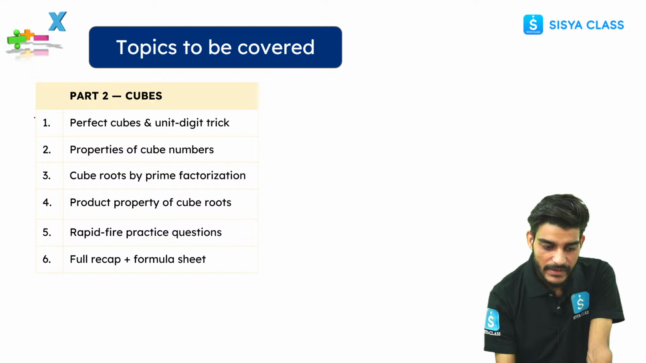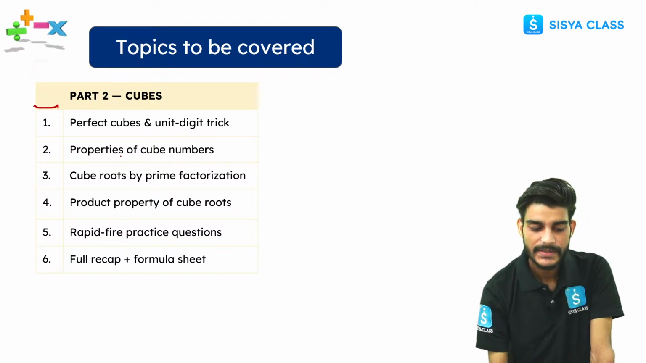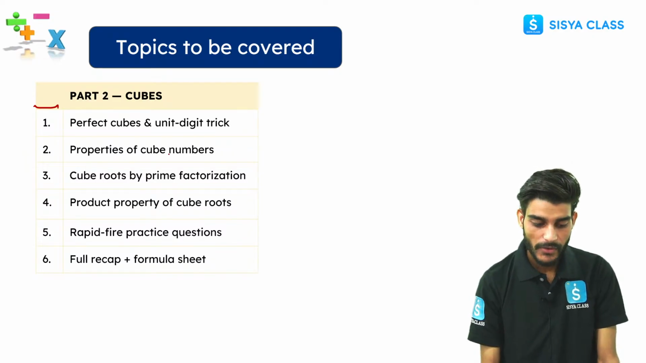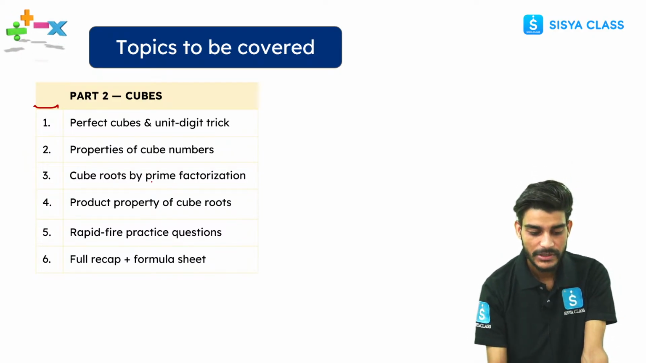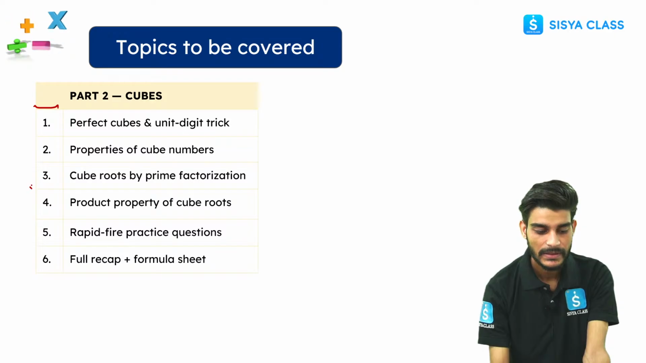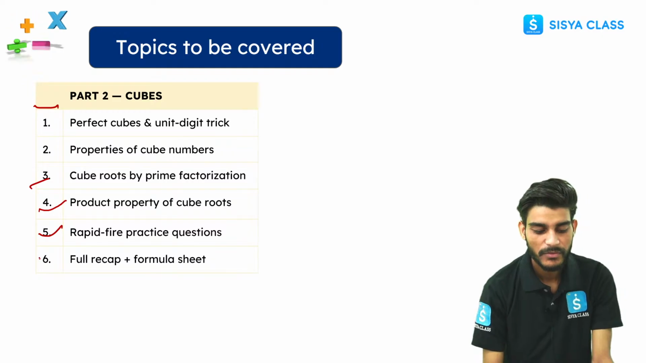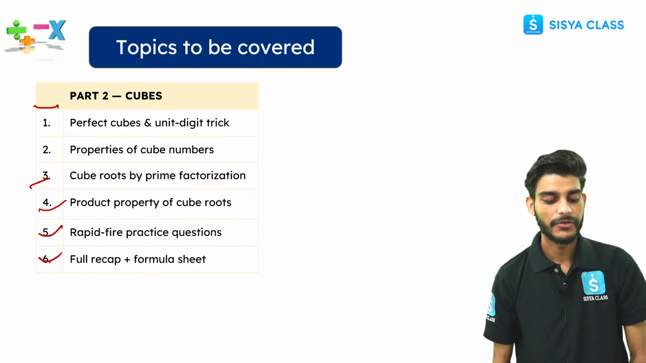So it covers perfect cubes and the units digit trick. This is the first thing that we will cover today. Then properties of cube numbers, cube roots by prime factorization, product property of cube roots, rapid fire questions, and at the end we will see a formula sheet as well that I'll give to you.